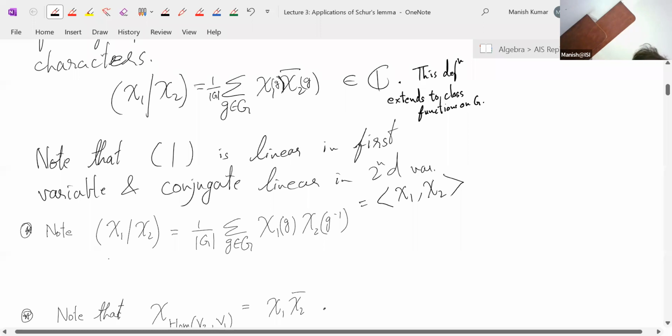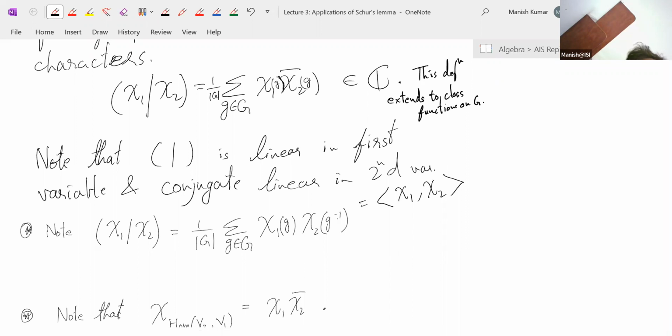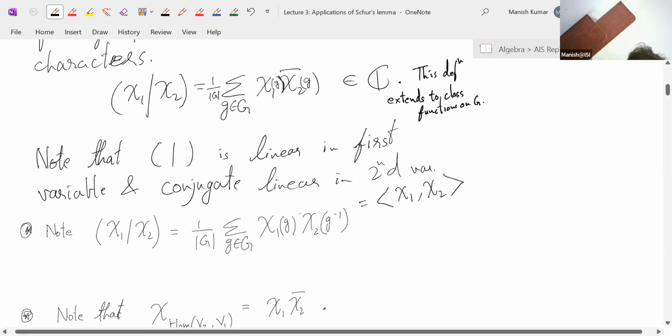Another way to see what we have done is that we have put chi2 G bar. Another way to think of it is 1 over G, chi1 G, chi2 G inverse, because chi2 G inverse is the same as chi2 G bar. So that's another way.